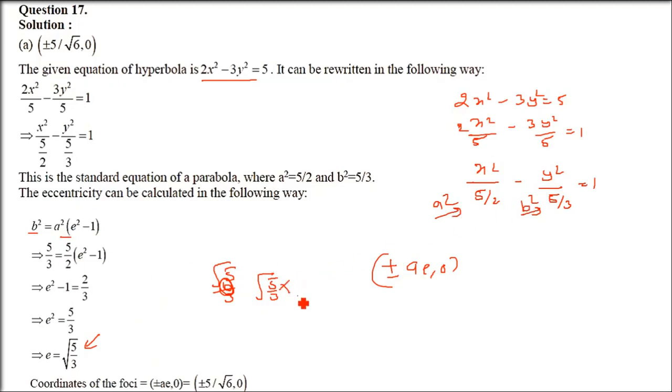So put it as root 5 by 2. So root 5 will come out, and root 2 times root 3 will be root 6. So plus minus 5 by root 6, comma 0. So this is the A is the correct answer.